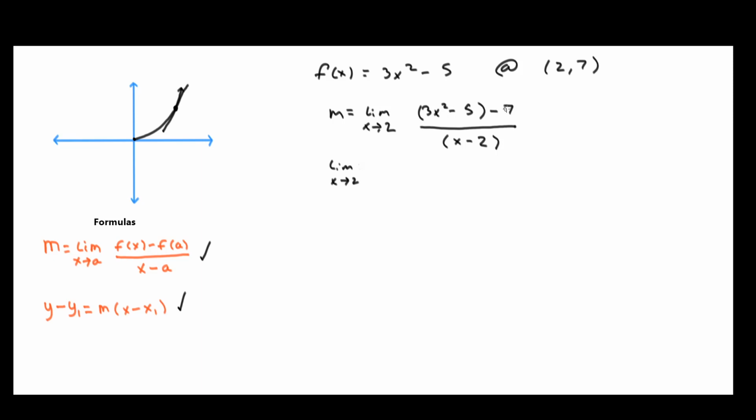Okay, and then we can go ahead and reduce the numerator down further by subtracting that 7 value. So we'll get (3x squared minus 12) over (x minus 2). And then we can go ahead and factor a 3 out. So we'll have 3 times (x squared minus 4) over (x minus 2).